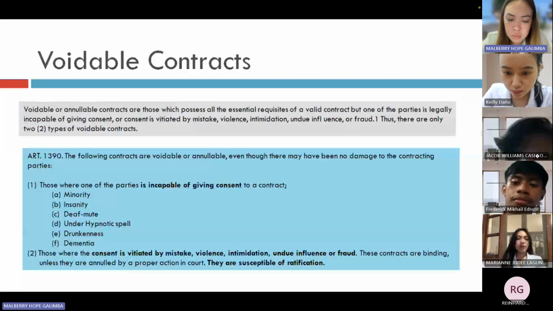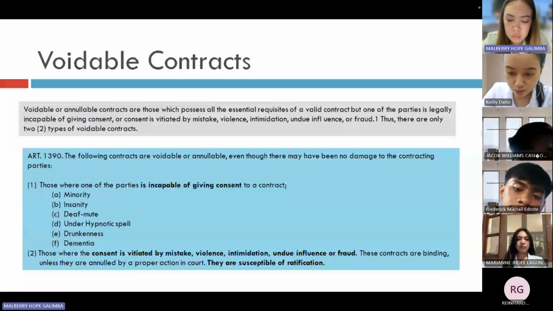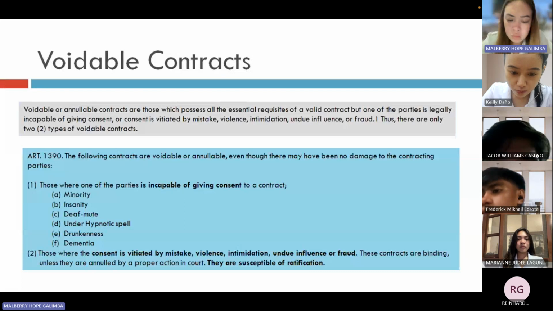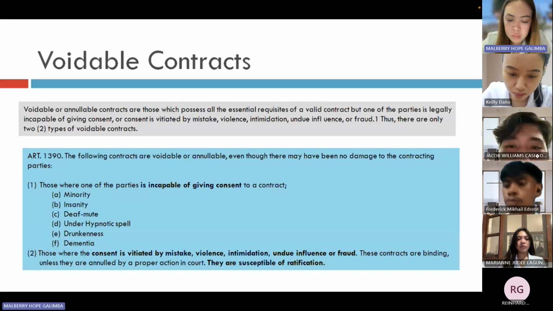The third effective contract is voidable contract. Voidable or annullable contracts are those which possess all the essential requisites of a valid contract. Just like rescissible, voidable contract is also a valid contract. But one of the parties is legally incapable of giving consent, or consent is vitiated by mistake, violence, intimidation, or undue influence or fraud. There are two types.